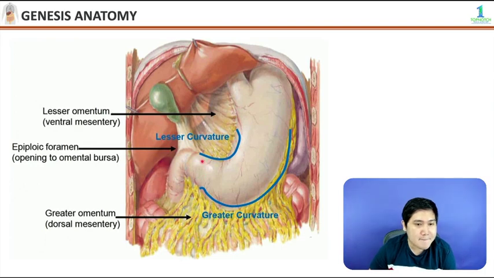Where is the lesser omentum? We said, lesser curvature to the liver. So there it is. It is also the anterior border of the lesser sac. This is your greater omentum.